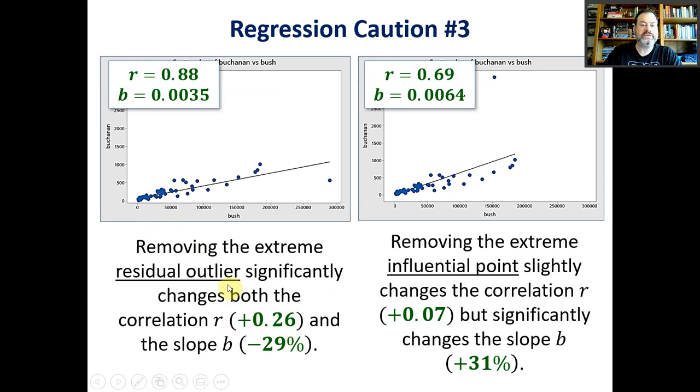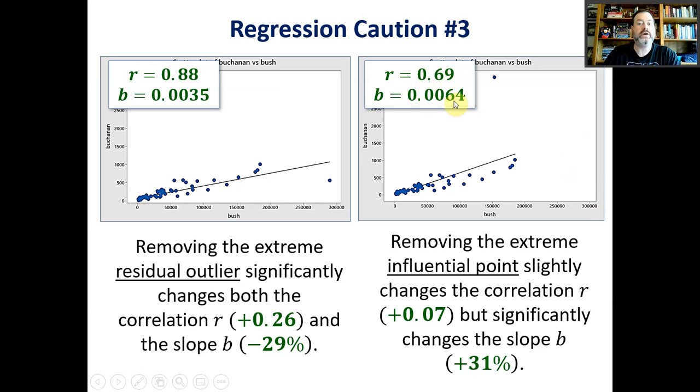And you can see that this is a much more accurate representation, right? R went way up. So maybe there's a valid reason for removing that data point. What about over here? What if we remove this data point instead of this one? So that's the influential point, the one extreme influential point. Slightly changes the correlation because influential points aren't messing with the correlation too much.